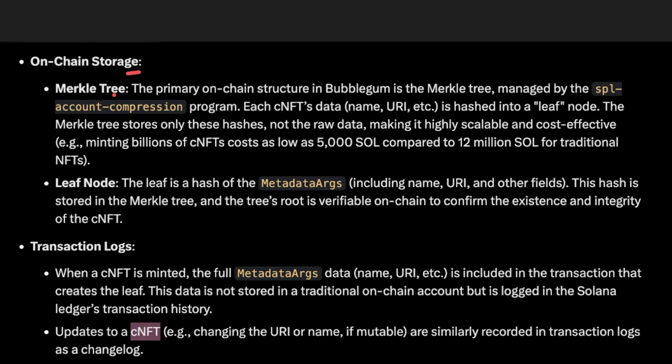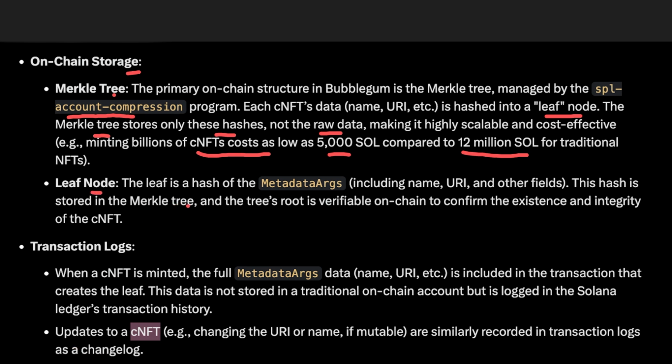On-chain storage, the MerkleTree. The primary on-chain structure in Bubblegum is the MerkleTree, managed by the SPL account compression program. Each cNFT's data, name, URI, is hashed into a leaf node. The MerkleTree stores only the tree hashes, not the raw data, making it highly scalable and cost-effective. Minting billions of cNFTs costs as low as 5,000 SOL compared to 12 million SOL for traditional NFTs.